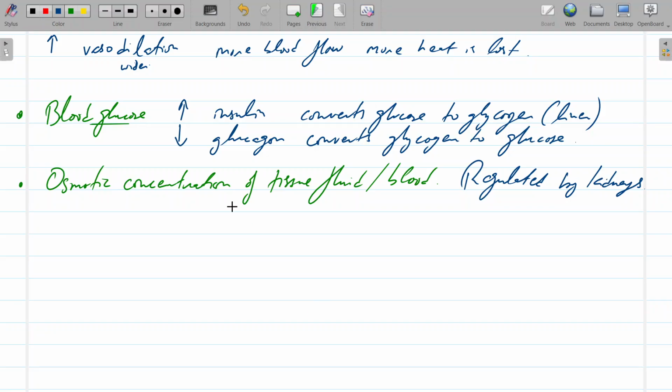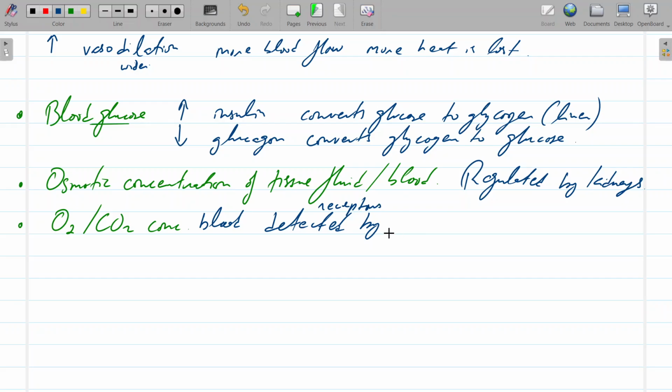Then you have the O2 and CO2 concentrations, right? So both of these are in the blood. These levels are detected by the brain, because obviously you've got blood flowing through the brain, so the receptors in the brain. And they affect the lungs, so they affect your breathing.